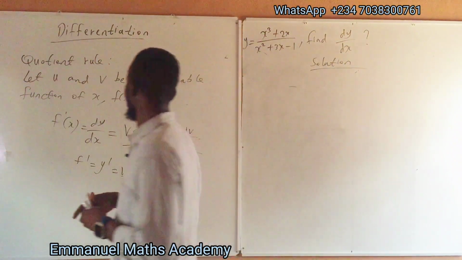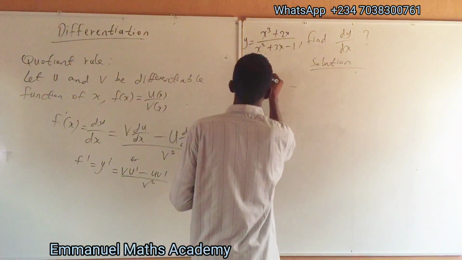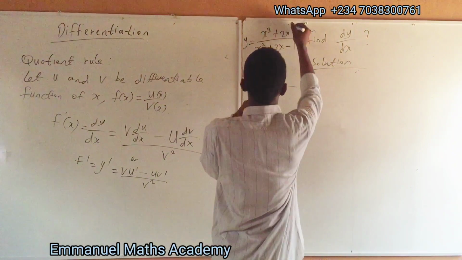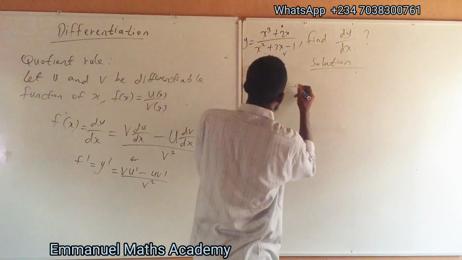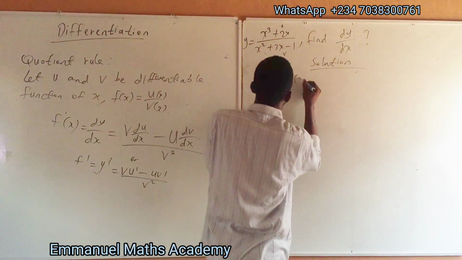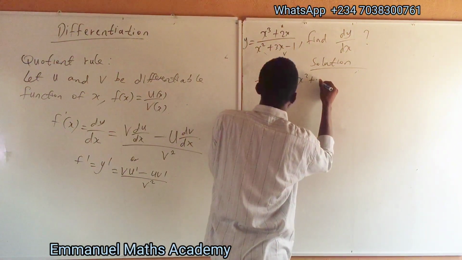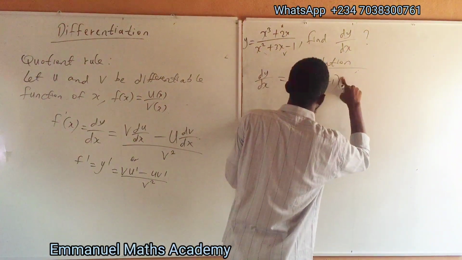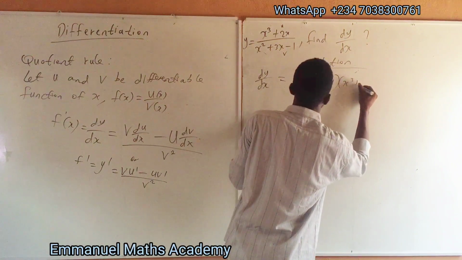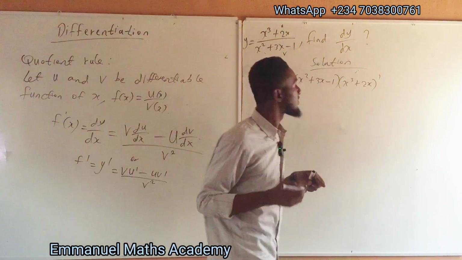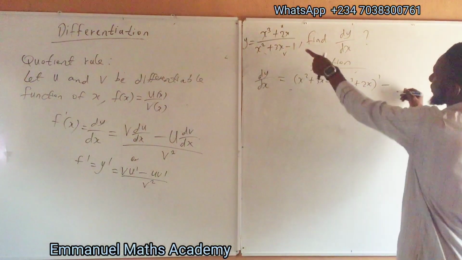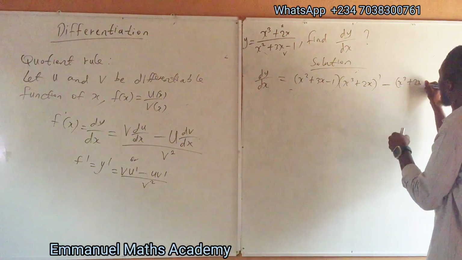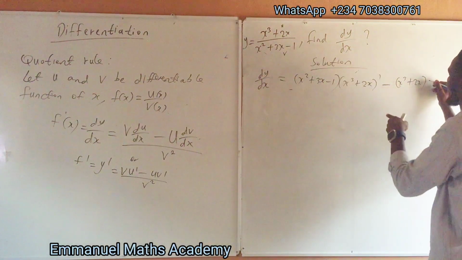Solution. Your dy/dx is what? You keep v. This is our u, this is our v. You keep v, x squared plus 3x minus 1. You differentiate this with respect to x: (x^3 + 2x)'. Right? Minus, you write down u, x^3 + 2x. Is that correct? You differentiate this with respect to x.